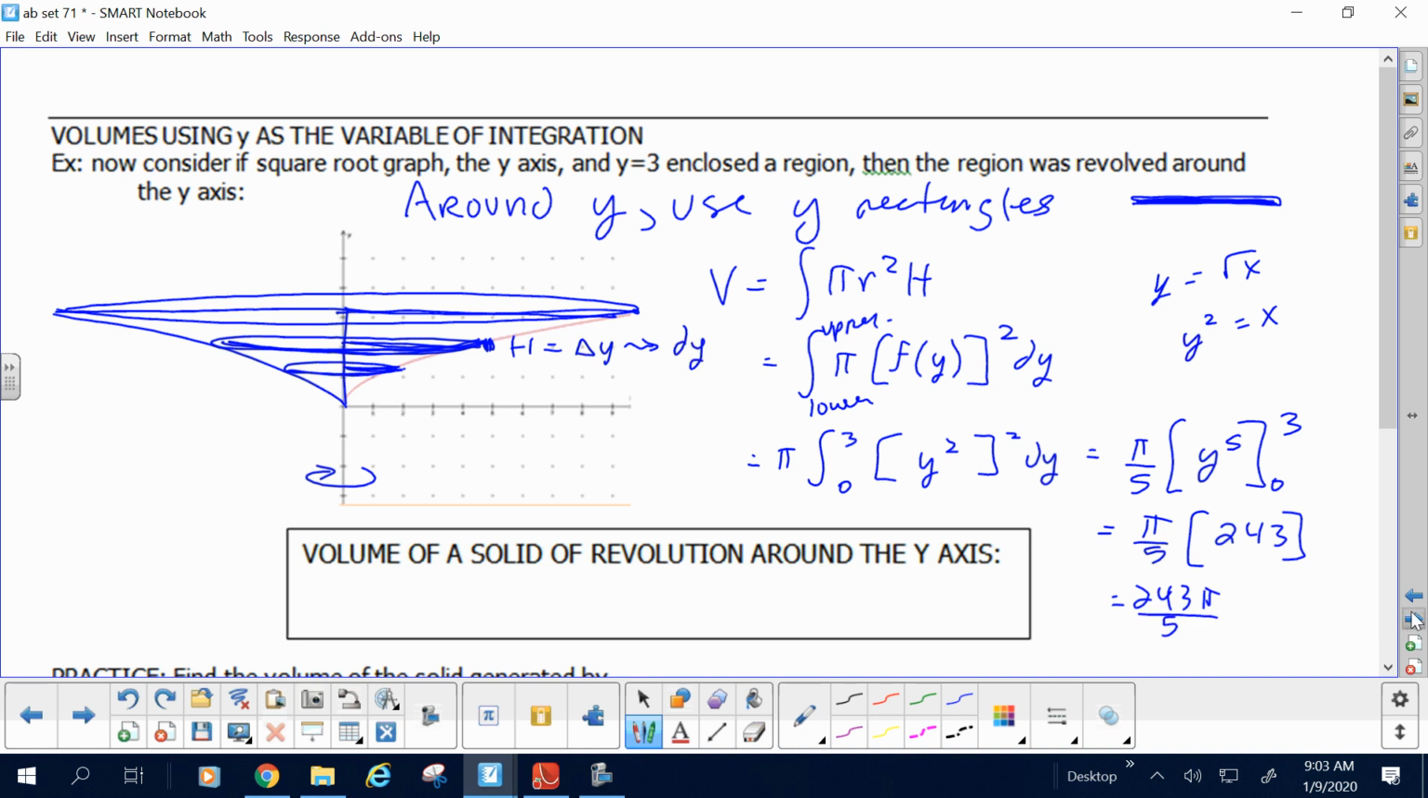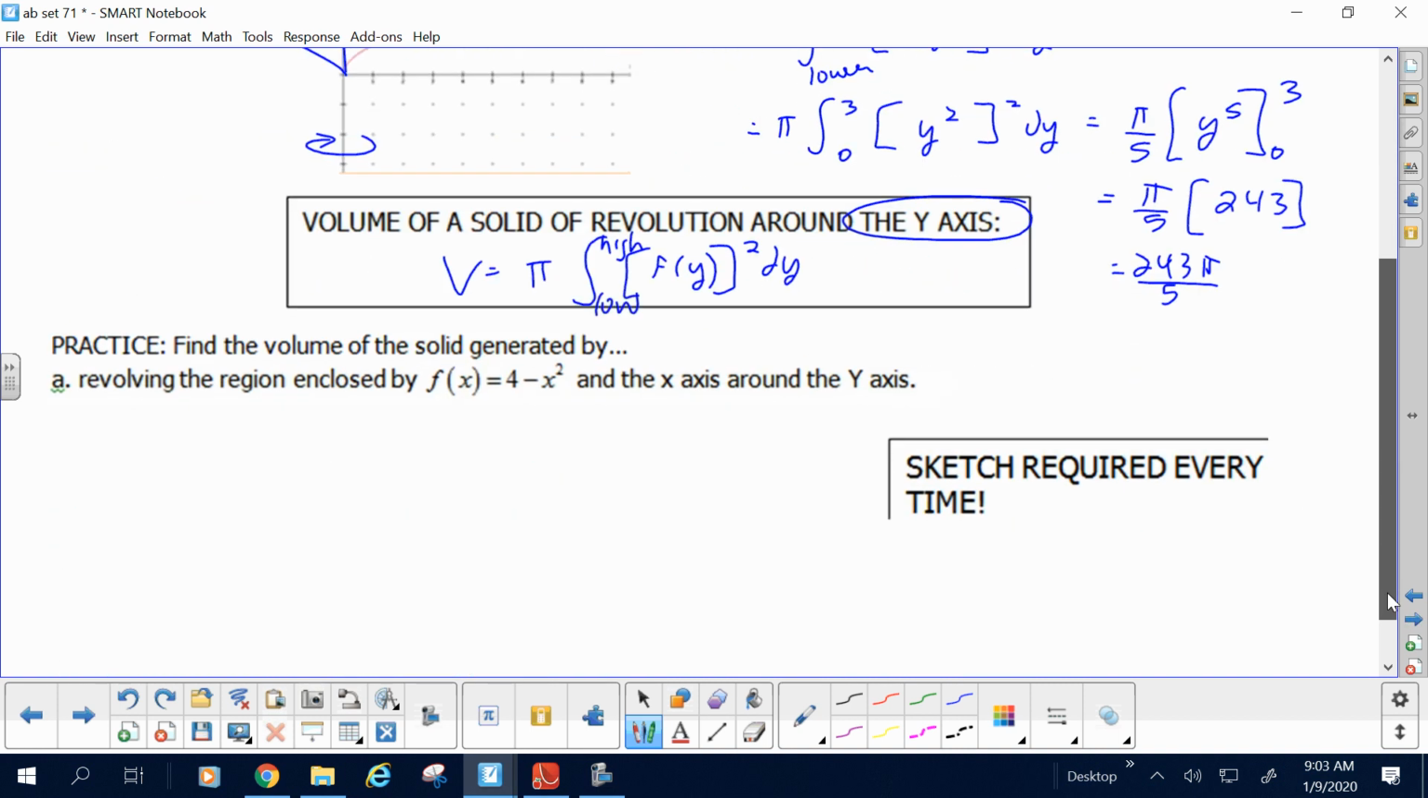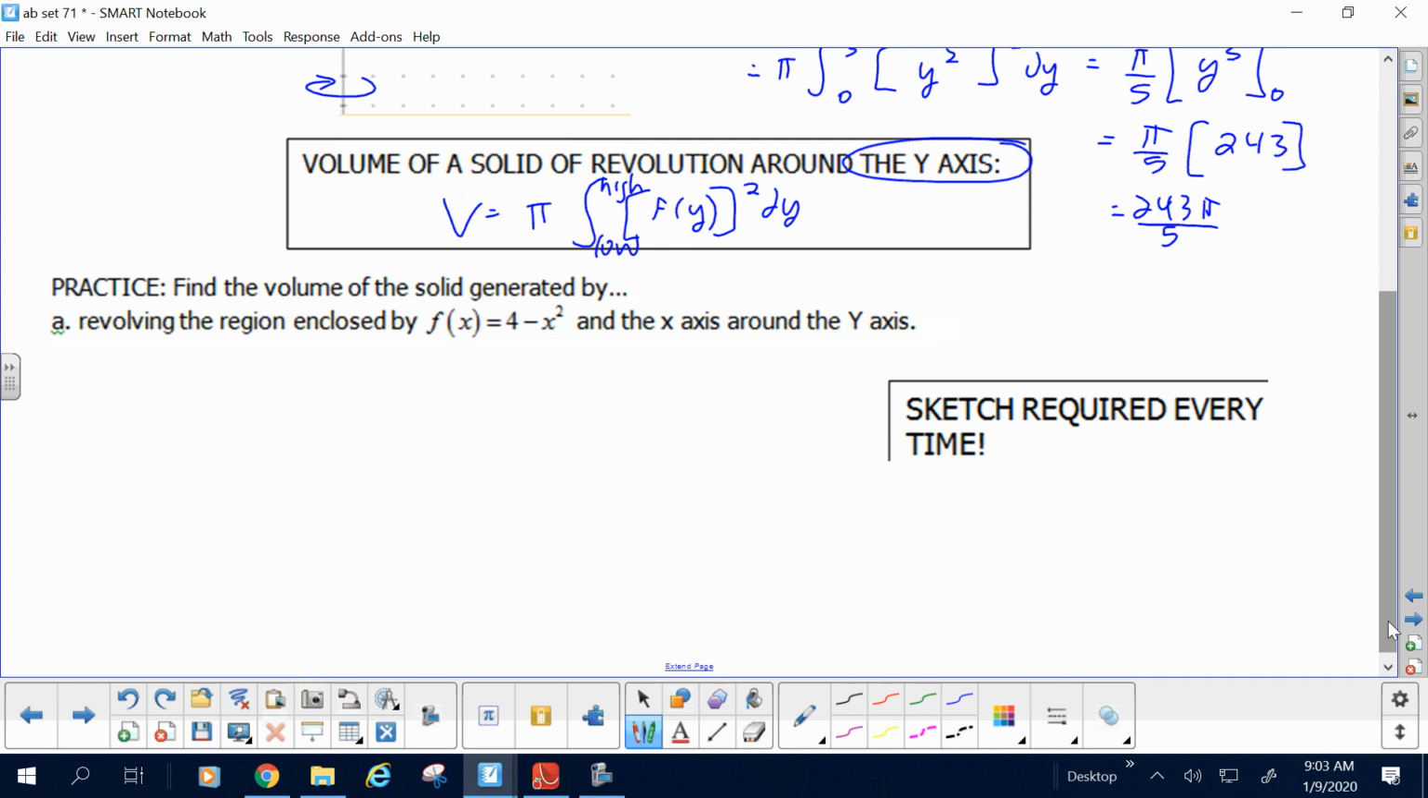All right, so when you do around the y-axis, the volume is pi times an integral of a function of y squared dy from low to high. When it's around y, use y. Try the next one then on your own or with your math amigos. Sketch is required.